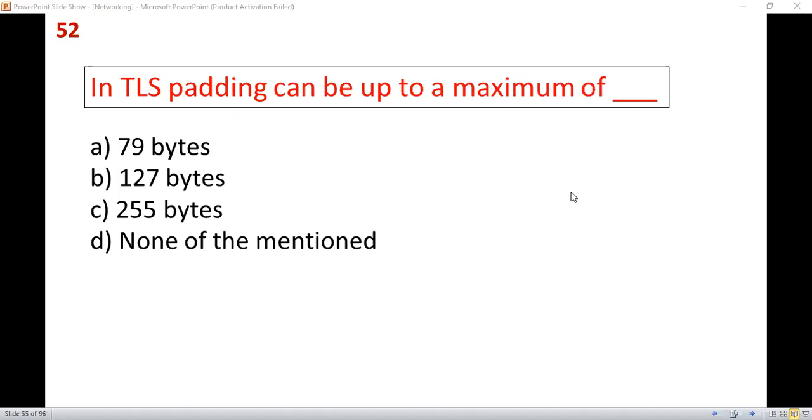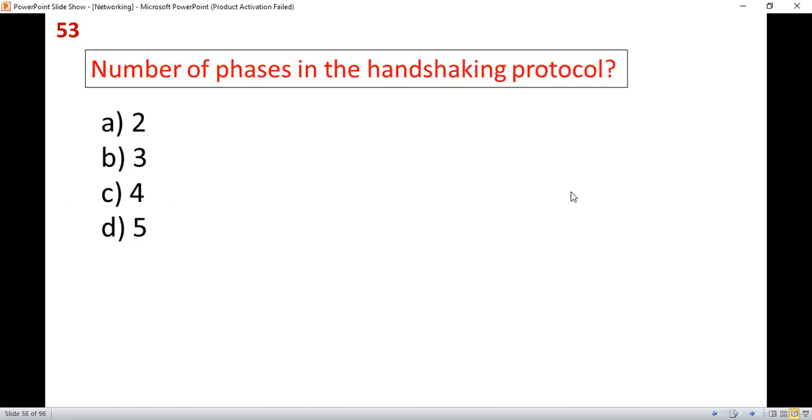Okay, the next question is: number of phases in the handshaking protocol. What will be the option?